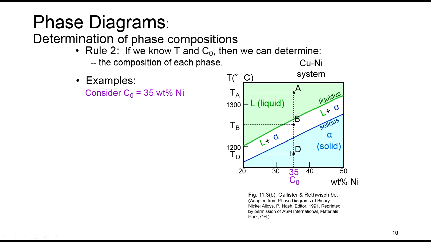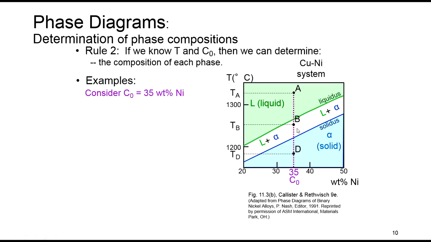If we go to D, we only have one solid alpha phase, as you can see here at point D, C alpha. The composition in the solid phase is the same as the composition at this point with a weight percent of 35. But at point B, which is at about 1250 degrees Celsius, we have both alpha phase and liquid present.